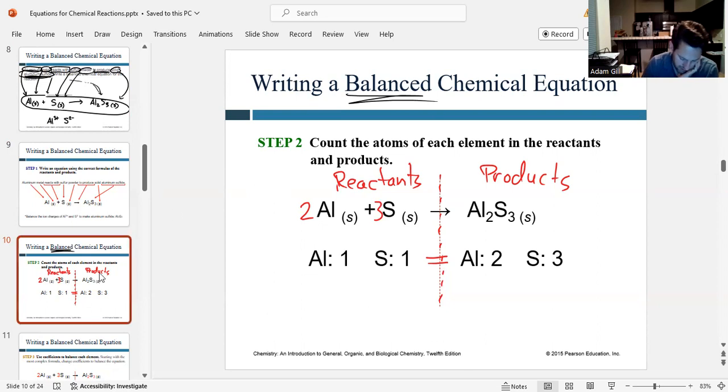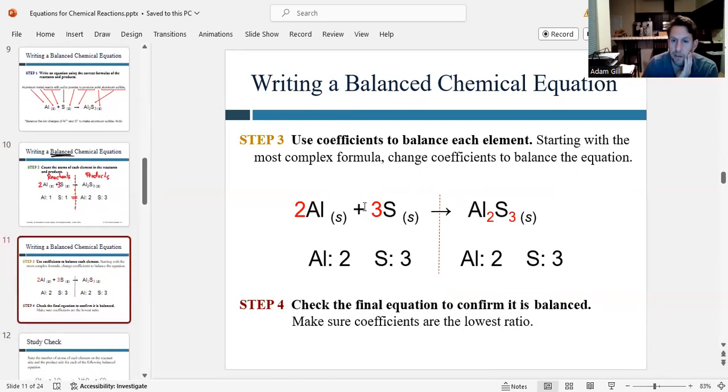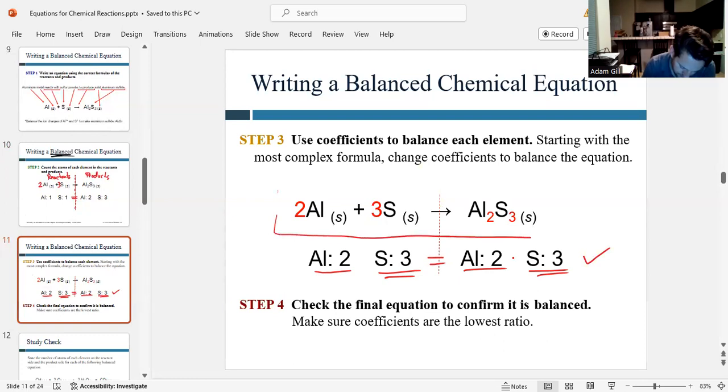And so putting the 2 and the 3 as coefficients gives us 2 aluminums and 3 sulfurs, so that we're equal to the 2 aluminums and 3 sulfurs. So you got to make sure that each element matches up, has the same number on both sides, and if they do, you are balanced and the reaction's done. So that's a balanced chemical reaction right there. Let's do another practice problem.